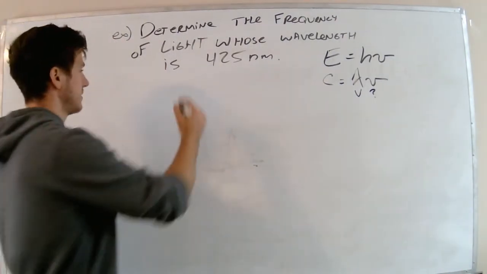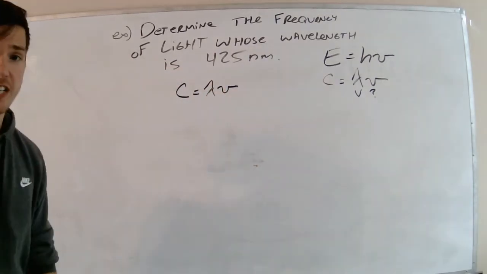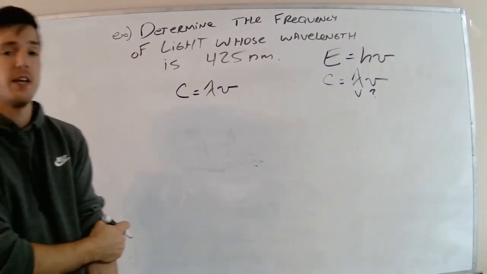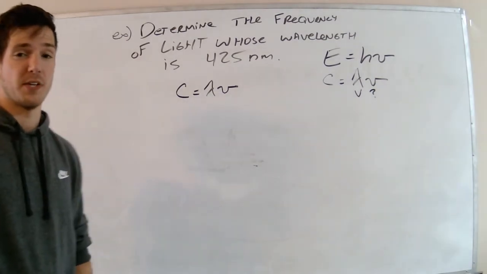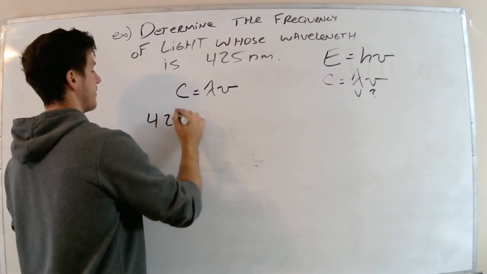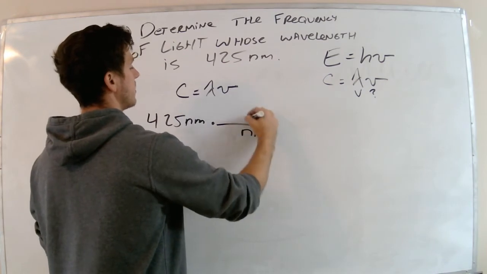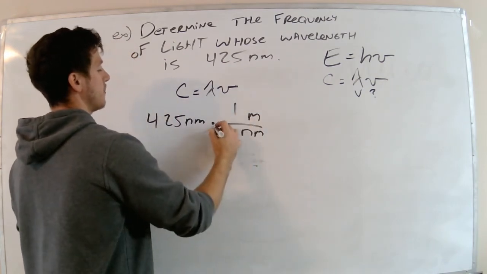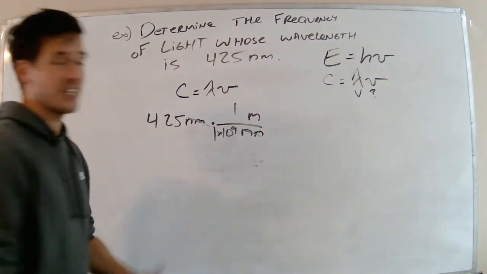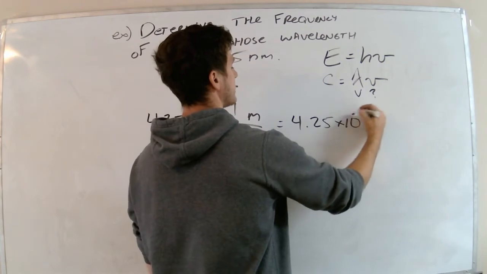So let's start plugging and chugging, but let's make sure we get that nanometers into meters first. We can't plug it in; our units wouldn't match if we plugged it in with nanometers. 425 nanometers, you might be able to do this in your head without me doing the dimensional analysis. But if not, we remember 1 meter is 1 times 10 to the 9th nanometers, giving us meters of 4.25 times 10 to the negative 7.